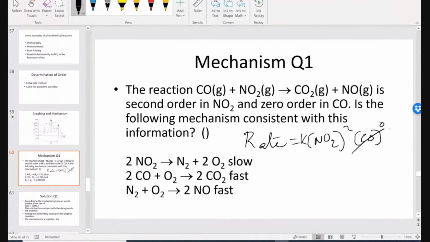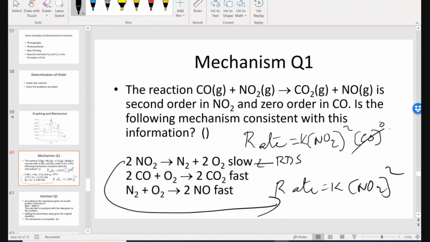So again, rate determining step is the slowest step. So this is the RDS, rate determining step. So if you write the rate law according to this one, this would be rate is equal to k into NO2 raised to 2 based on this equation. Therefore, one of the things that we can say is the slowest step is a rate determining step. And if you look at the reactants, that is in agreement with the observed fact based on the calculation. That's one of the things that you can do.